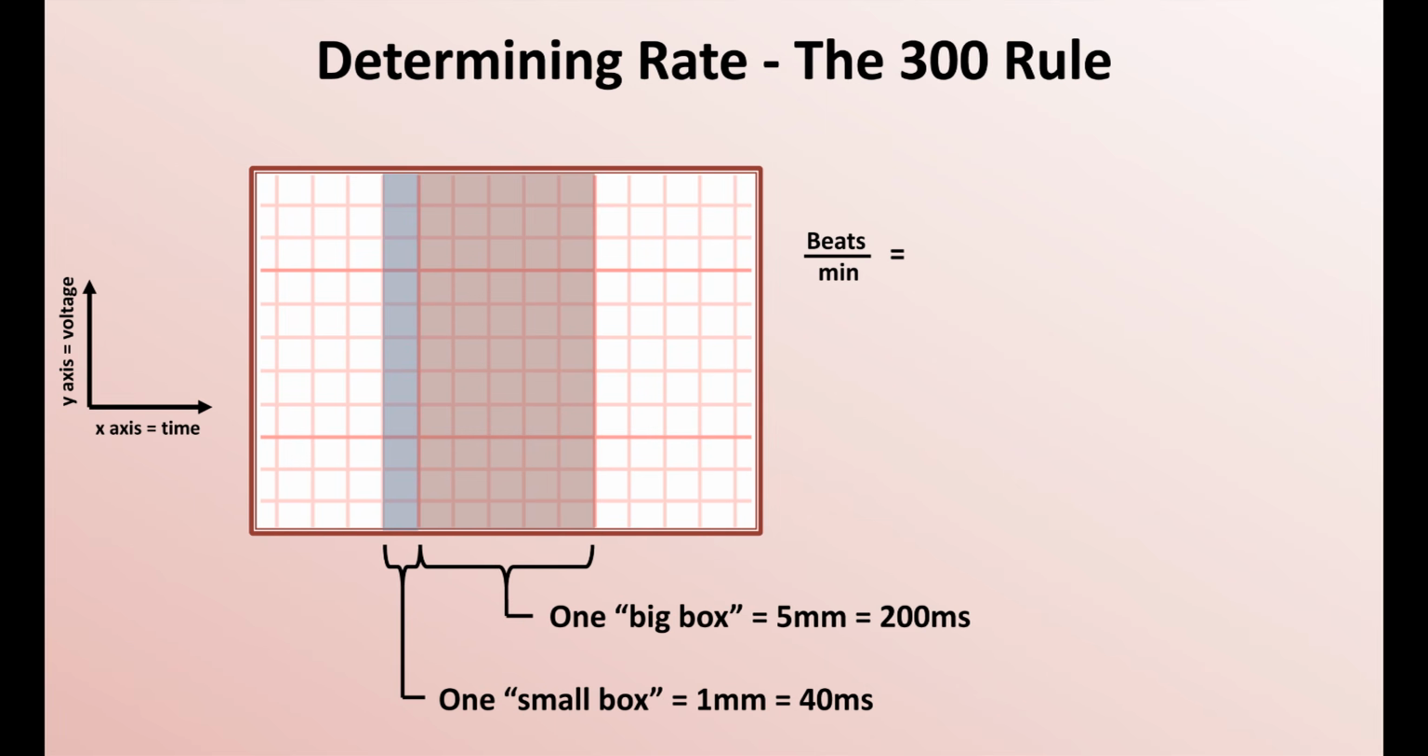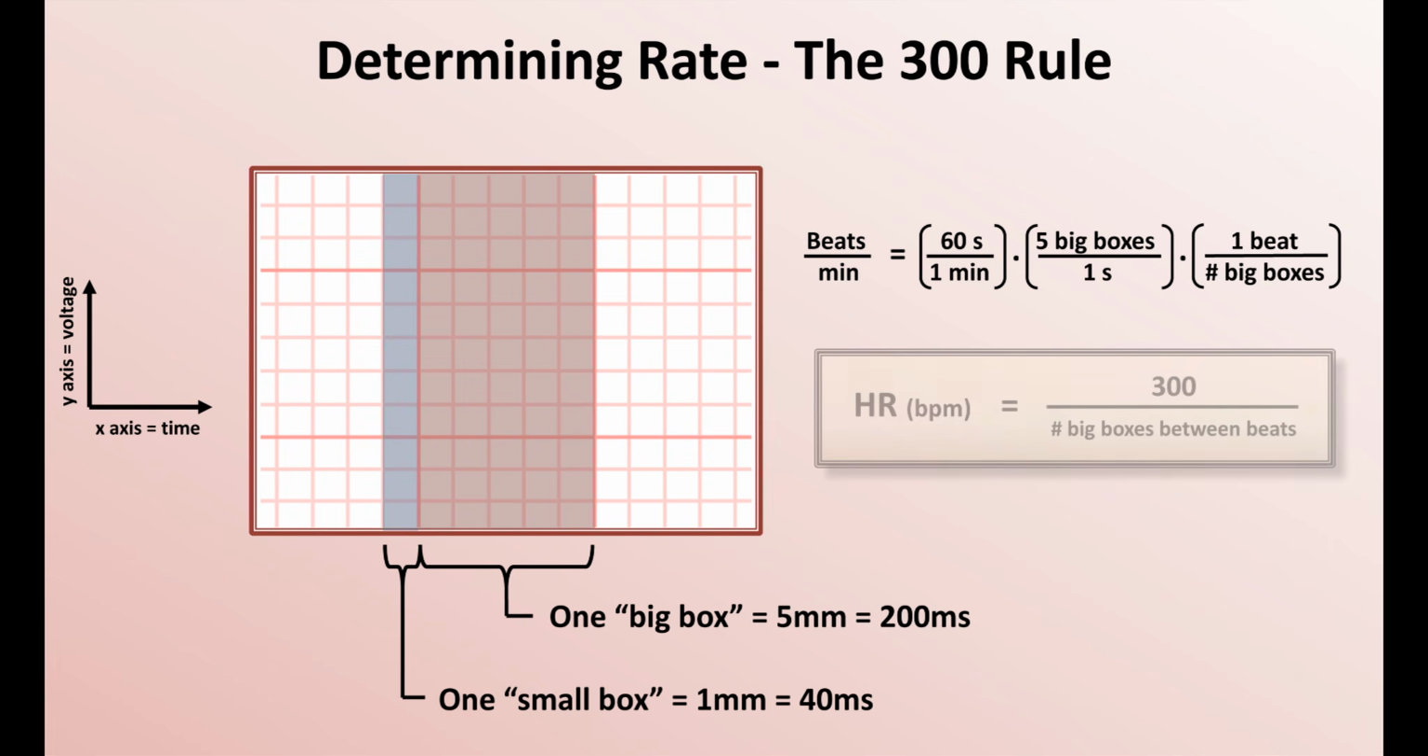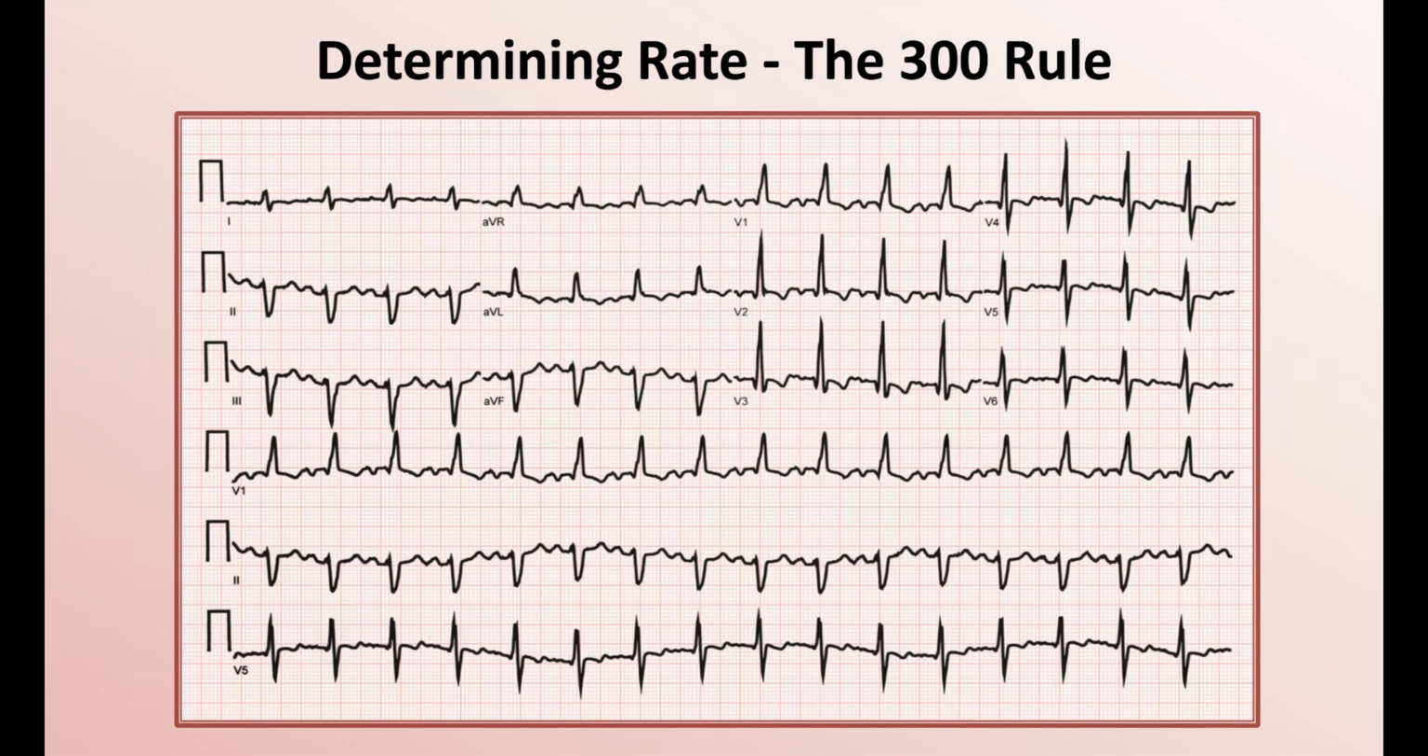We know that there are 60 seconds in a minute. If there is one big box for each 200 milliseconds, then there must be 5 big boxes for each second. Finally, to get the units to work out, we can ask how many big boxes correspond to 1 beat. Multiplying this all out and canceling units provides the very simple relationship: heart rate in beats per minute equals 300 divided by the number of big boxes between beats. It's that simple. For example, here is an EKG.